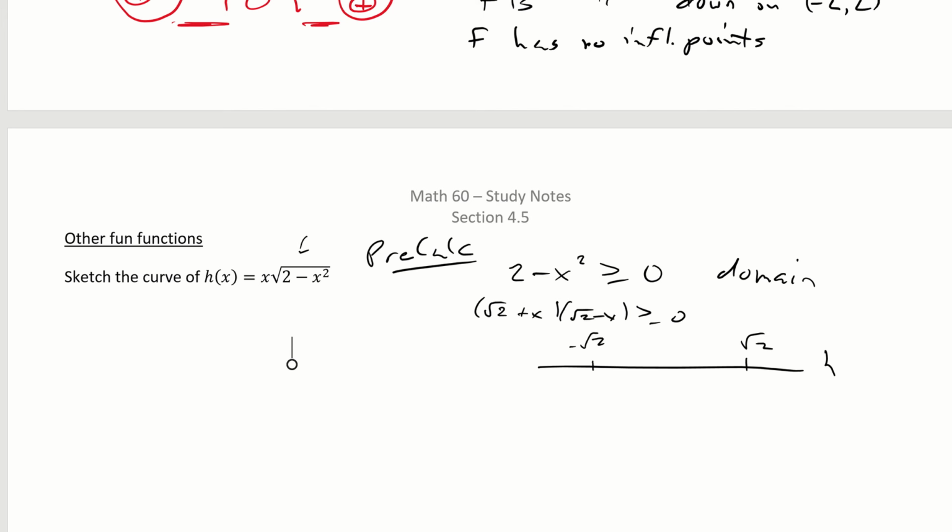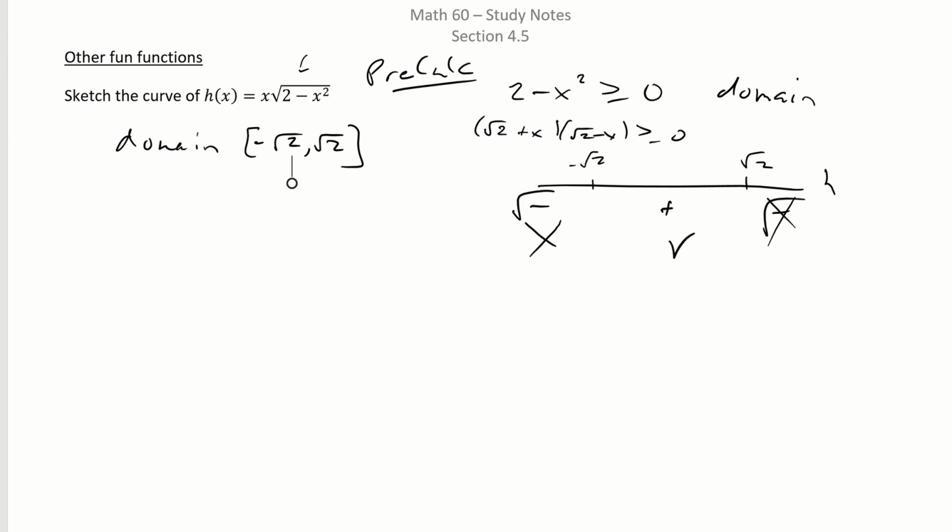What you're going to find is that when you plug in these numbers, h is negative here. Well, you can't square root a negative, so get rid of that. Then it's positive, that's okay. Then it's negative again, and no, we're not going to square root negatives again. So the domain is basically from minus radical 2 to radical 2. That's it. So the action, when we start to graph this thing, is everything happening between minus radical 2 and positive radical 2. Thank you, pre-calculus. You've been a big help.